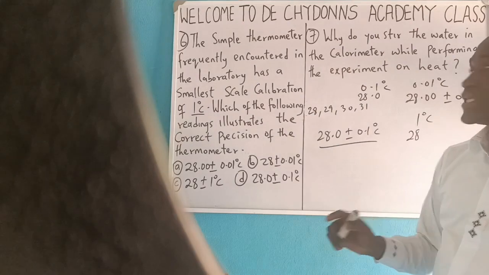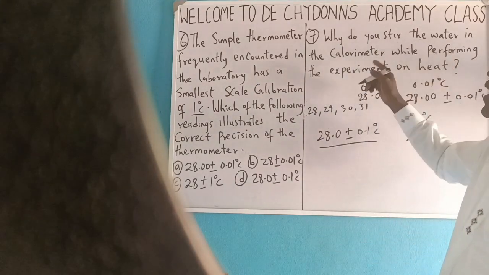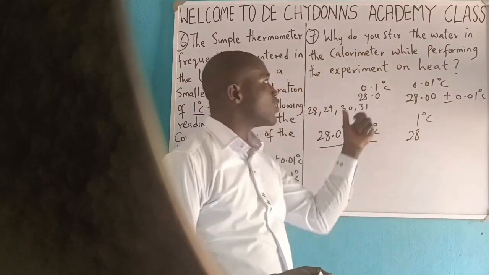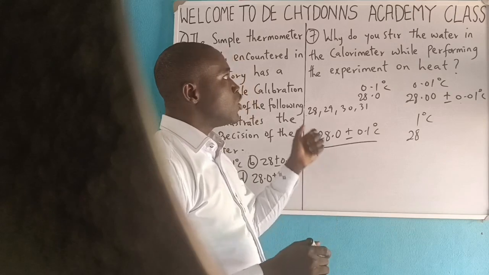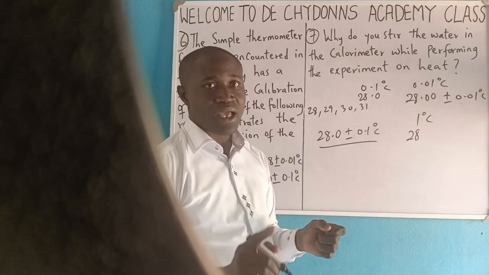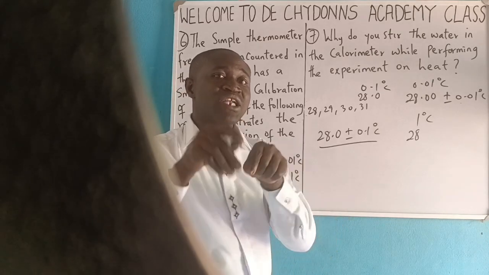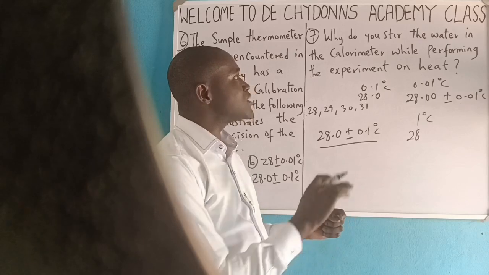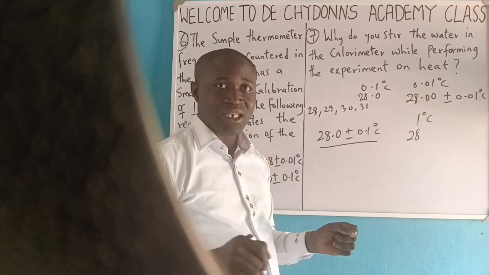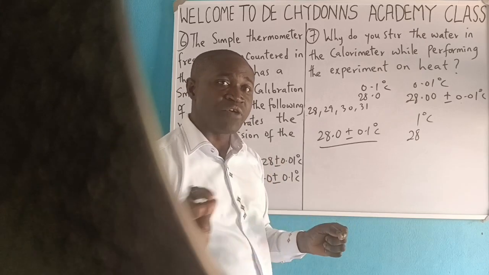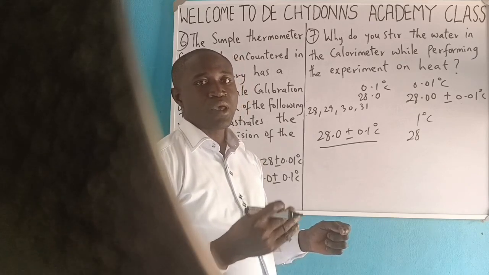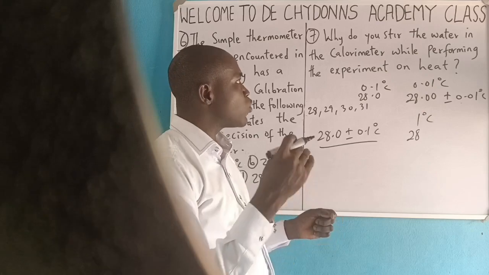Then question number 7 said, why do you stir the water in the calorimeter while performing the experiment on heat? When you have an experiment on heat, you notice that if you do not stir the water in the calorimeter, the heat will concentrate on a particular point. So we stir it so as to distribute the heat in that water uniformly, so that we will be able to get the accurate final temperature of that water.